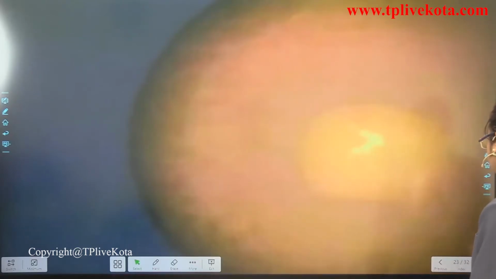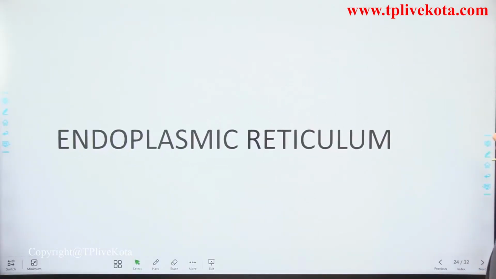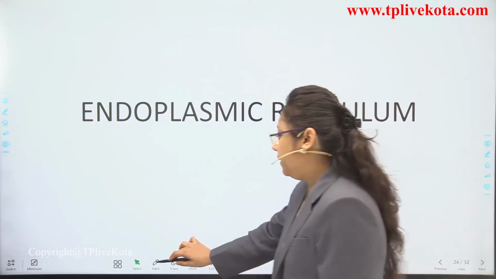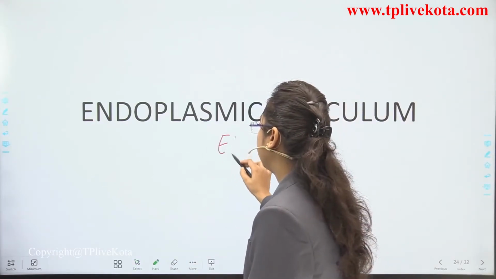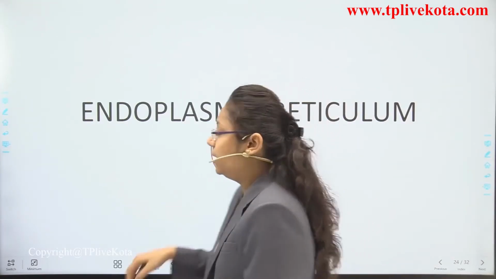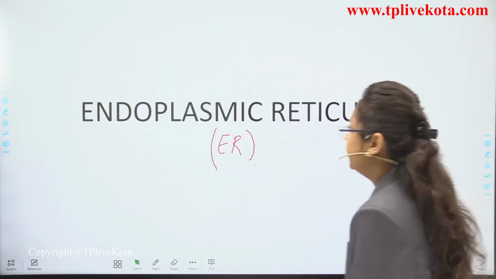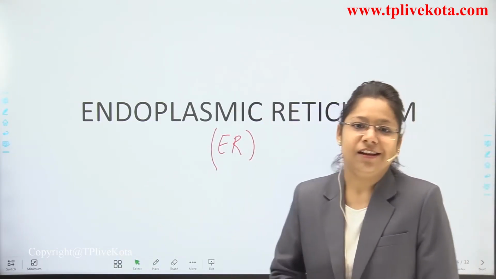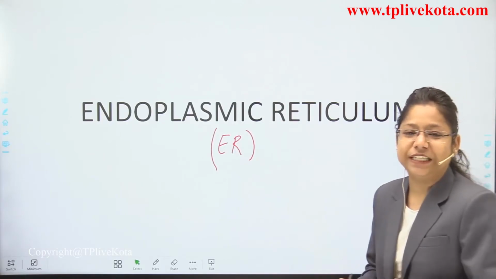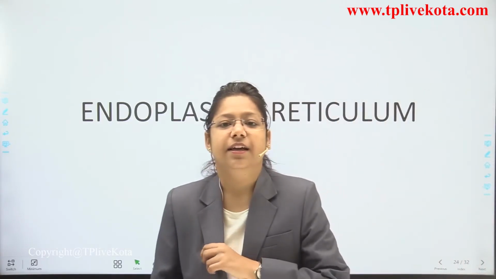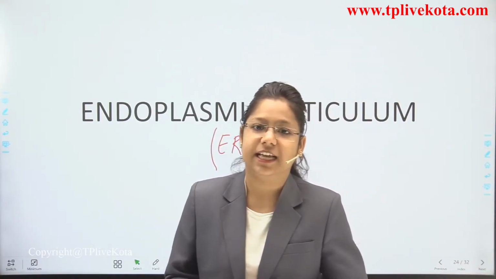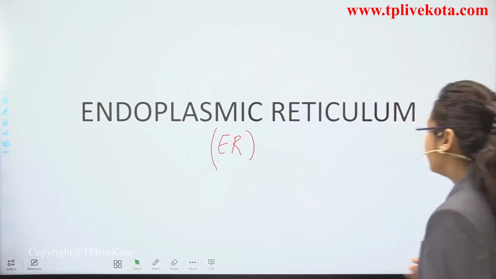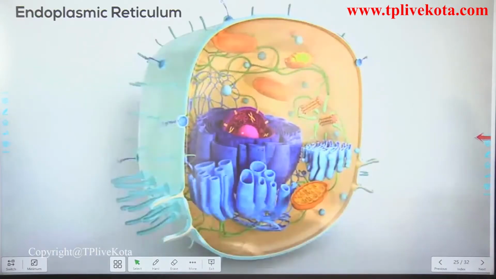Now we are going to discuss another cell organelle, the endoplasmic reticulum, also known as ER in the short abbreviated form. Okay, this is my favorite cell organelle because its diagram is very easy to learn, and it is a basic thing present inside our cell. So we should start the video over here.